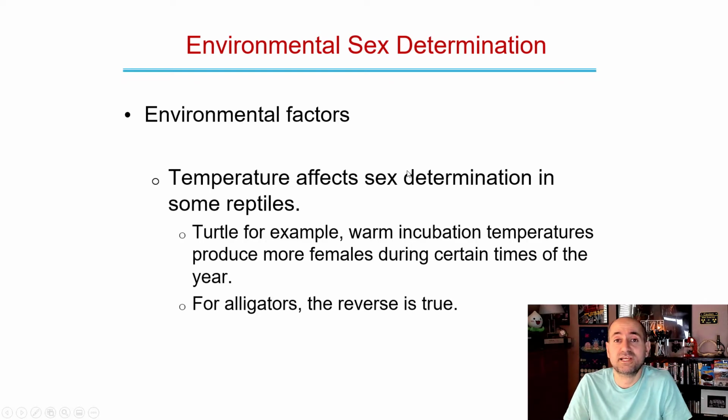Now, some creatures, very interestingly, have sex determined by temperature. These are called environmental factors and their role in sex determination. For example, in turtles, warmer incubation temperatures produce more females during certain times of the year. But for alligators, the reverse is true. Isn't that interesting? Remember the plot line of Jurassic Park, that they should have all been females, but life found a way, as the doctor said, and that was due to temperature differences and the spontaneous change in sex.